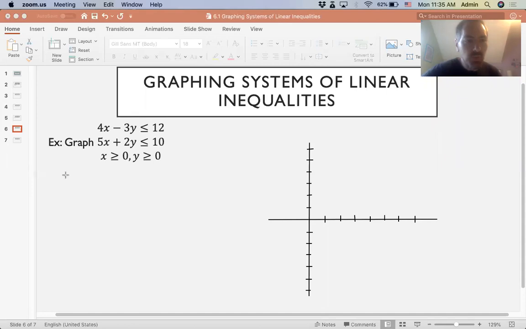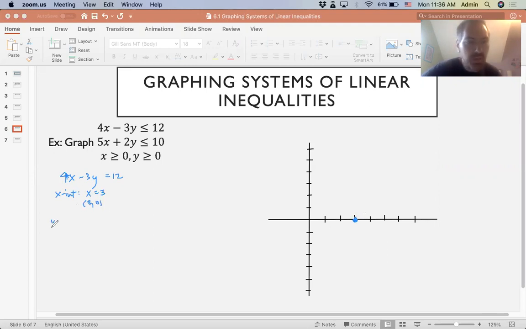Okay, so we'll start with 4x minus 3y less than or equal to 12. There we go, 4x minus 3y equals 12. Let's find the x-intercept first by setting y equal to 0. So 12 divided by the coefficient of x, 12 divided by 4, is 3. So we have the point 3 comma 0.